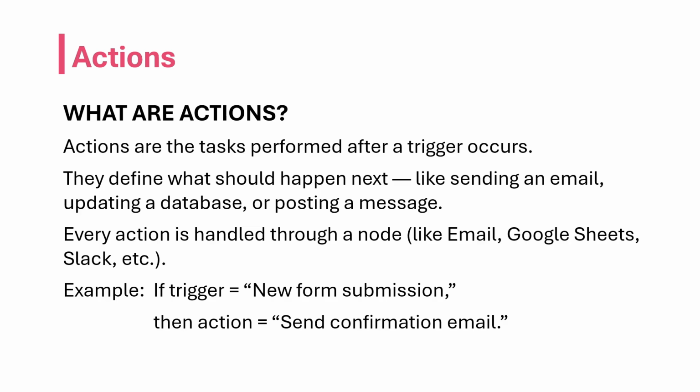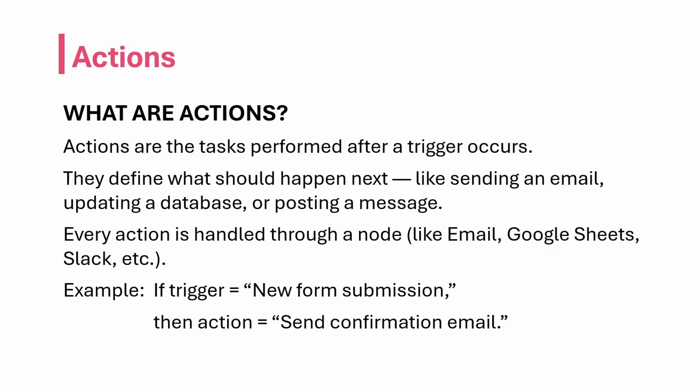First of all, let's see what are actions. So what exactly are actions? Actions are simply tasks that happen after a trigger occurs. They define what happens next, for example, sending an email, searching a database, or posting a message to Slack. Every action is done through the workflow. We find nodes like email, Google Sheets, Slack, and HTTP requests, each performing specific tasks. For instance, imagine you are triggering on a new form submission. You need to send information to the user. So in short, trigger is when something happens and action is what to do.